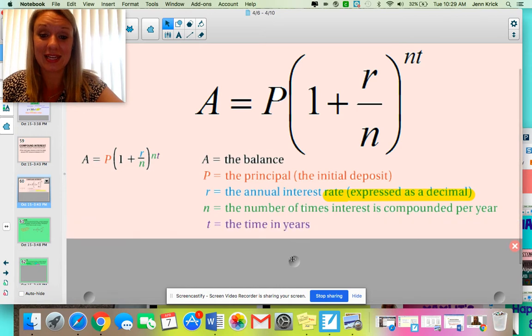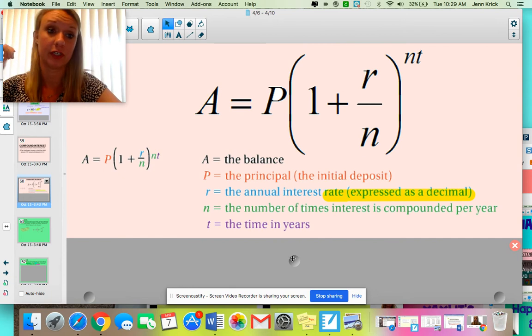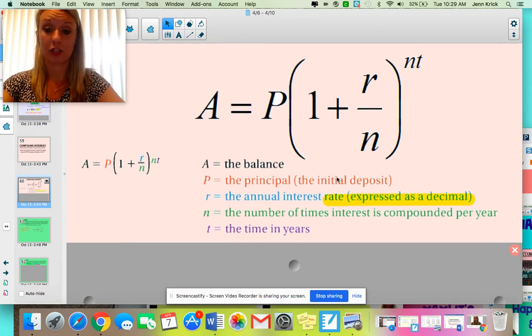And then T is just the number, like the time in years. So if we were looking at a problem that was talking about 8 years, 10 years, 11 years, that would go in for T. So take a quick picture of this or make sure that you have this all written down, and then we're going to go through 2 problems together.